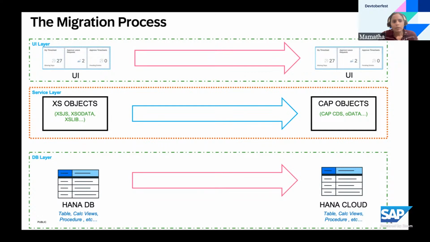Coming to UI layer objects, if the technology is going to be the same on the target technical stack side, they can migrate UI layer objects with minimal effort. So in today's session, we will talk about how the tool is going to help migrate these HANA DB artifacts as well as service layer artifacts. I will talk about this HANA DB layer artifacts migration, and my colleague Ajay will talk about how this GenAI tool helps the migration of service layer objects.